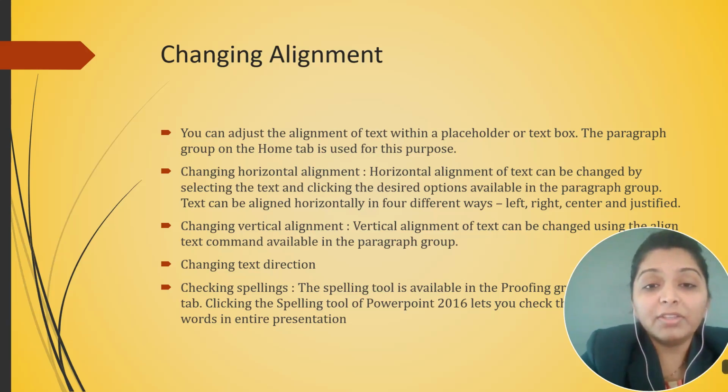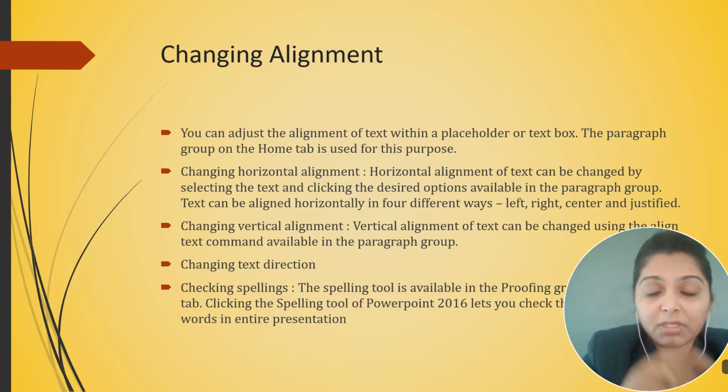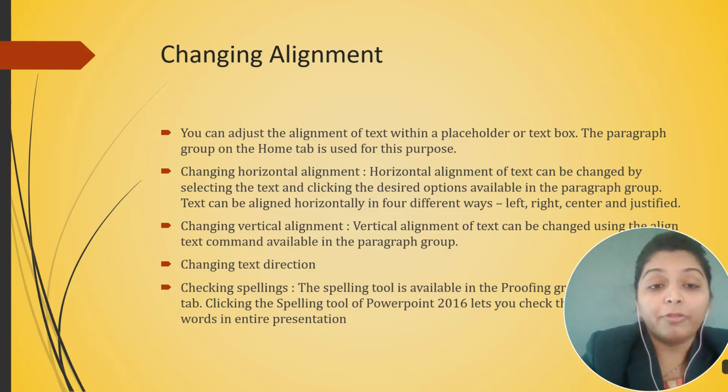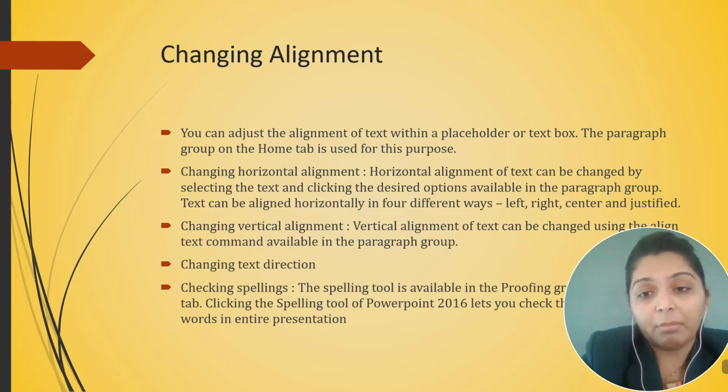You can adjust the alignment of the text within the placeholder or text box. The paragraph group on the home tab is used for this purpose. Same as you write in your notebooks, in the same way we can change the alignment in PowerPoint also, in the paragraph group on the home tab. Now first of all, changing horizontal alignment.